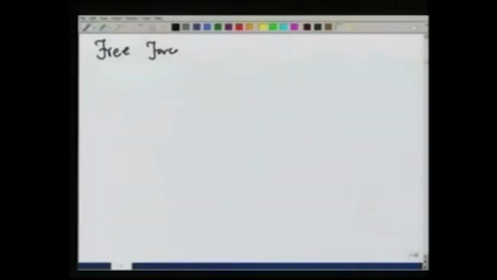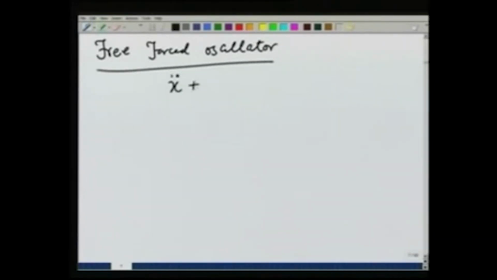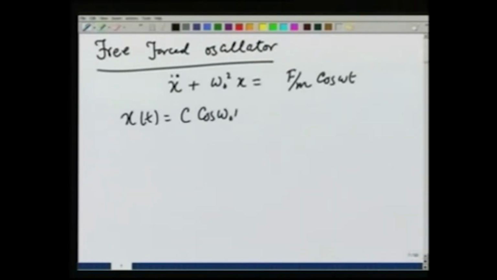So, we find that for a forced oscillator, for which the equation of motion is x double dot plus omega naught square x is equal to f over m cosine of omega t, the solution is x t is equal to c cosine omega 0 t plus d sine omega 0 t plus x particular.